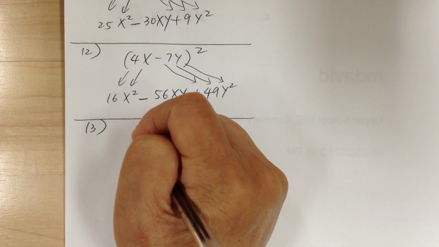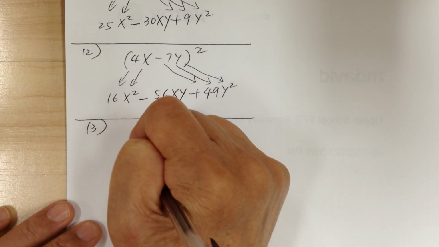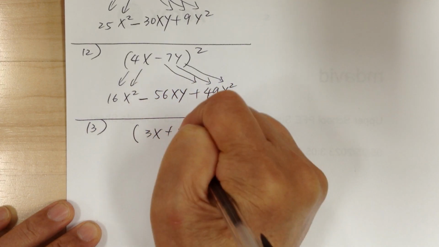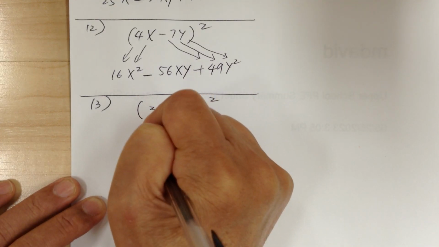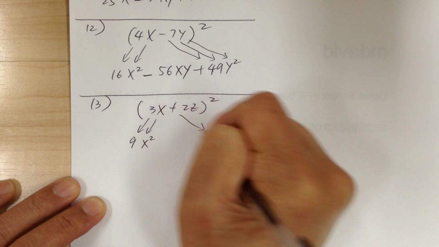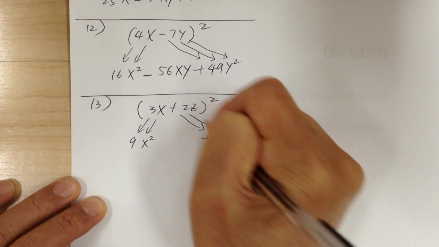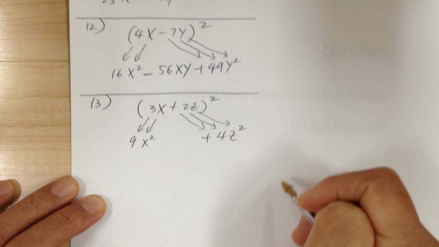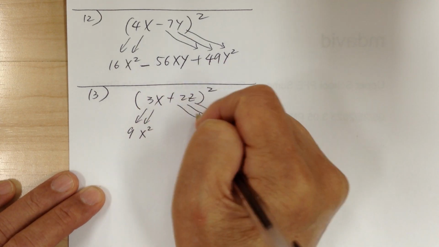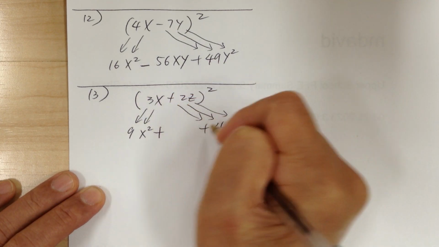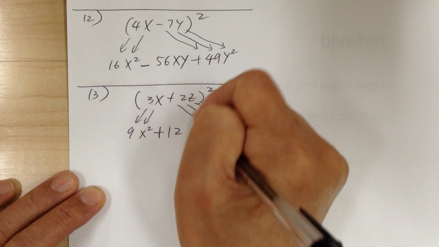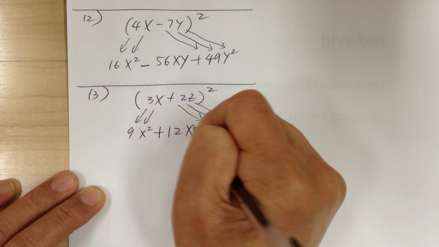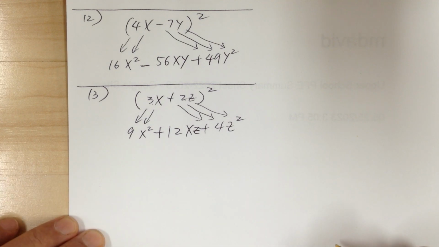Okay, number 13. You have 3x plus 2z squared. So you square that, you get 9, square you get x squared, square you get plus, square you get 4, square that you get z squared. The middle term, multiply everything together, the sign is plus, the number 2 times 2 is 4, times 3 is 12, the alphabet would be x and z.